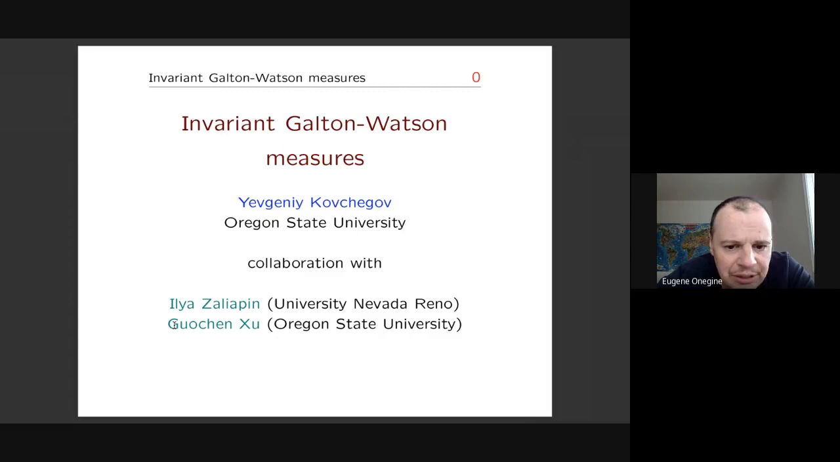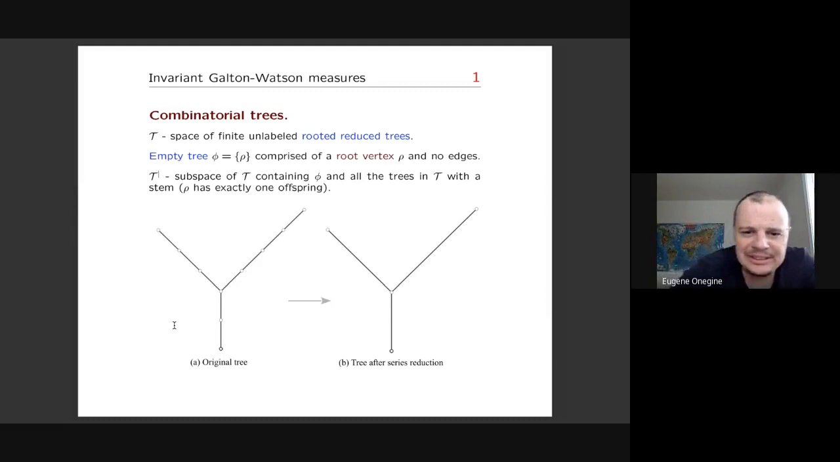I'm going to talk about invariant Galton-Watson measures. This is a class of measures that we show is invariant under a certain operation on trees called pruning, but it also turns out to be invariant under a big class of these operations. So before we move on with the statement of the problem and the main results, I would like to identify the space we are working in. At least most of the talk will be in the space of trees, denoted here by T.